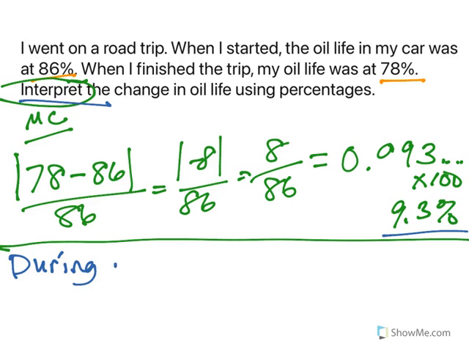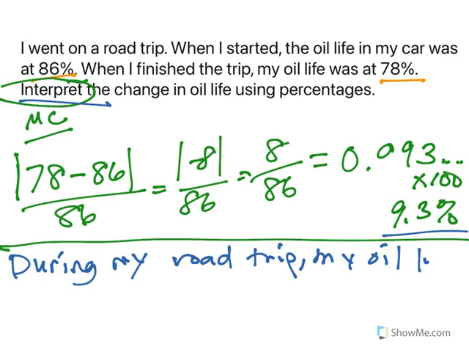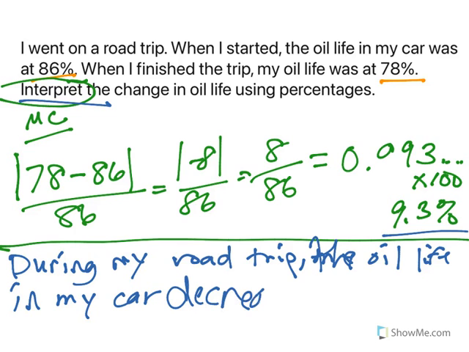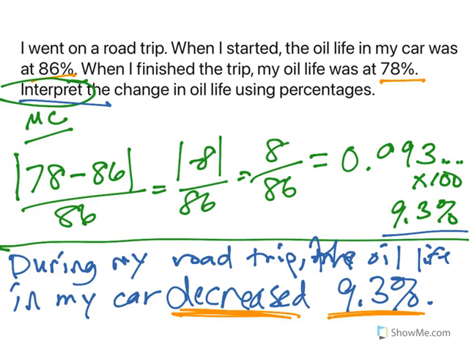During my road trip, and these are not exact sentences, you can word these however you want. During my road trip, my oil life, or I should say the oil life in my car, decreased 9.3%. So the big thing here is the percent. We need that to be correct. And we need the increase or decrease. We know that it started at 86, went to 78. That's why we know it's a decrease.